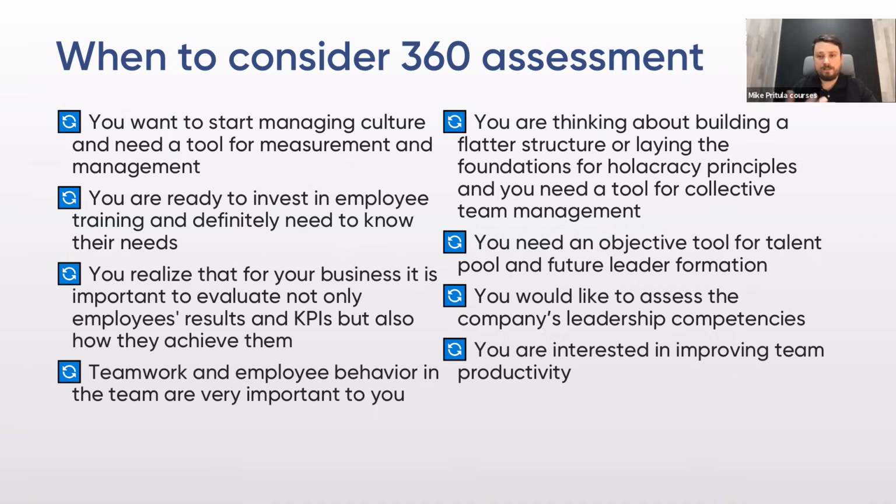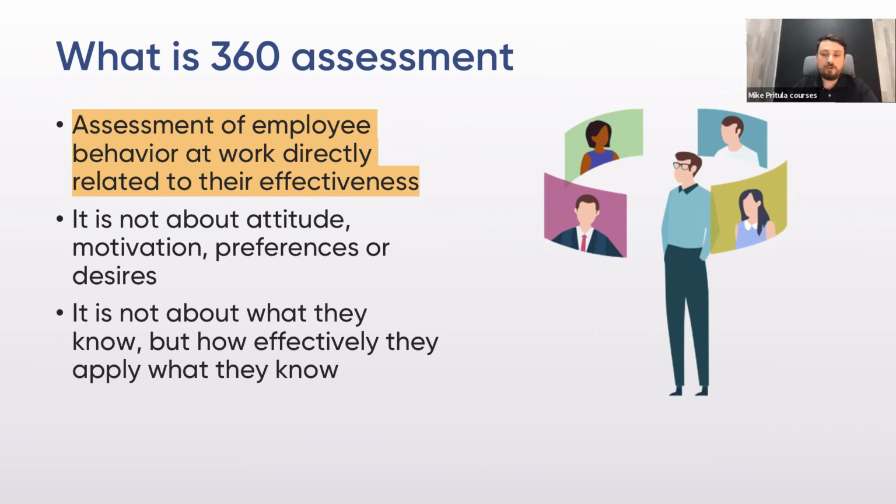So what is a 360-degree assessment? It's an assessment of an employee's behavior at work that is directly related to their effectiveness. So it's not about relationships, motivation, satisfaction, preferences, desires, opinions, and so on. It's specifically about behavior linked to effectiveness. It's not even about knowledge, not about what people know, but about how they apply that knowledge. Therefore, it's hard to find a better tool for assessing an employee's behavior at work. I'll explain later what other alternatives there might be and why they're not as good as the 360-degree assessment.